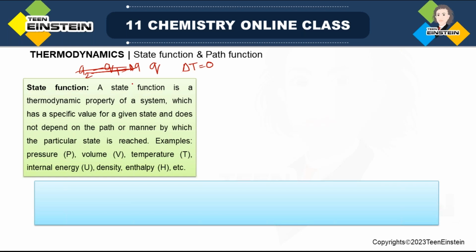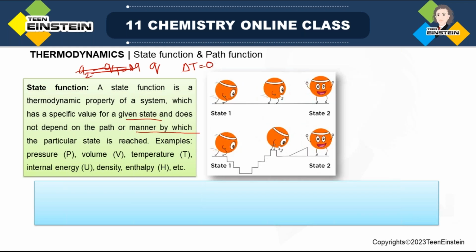But what is a state function? A state function is a thermodynamic property which has a specific value for a given state and does not depend on the path or manner by which you are doing the change. So there will be some initial state 1 and final state 2. From 1 to 2, you can move in different paths, but which path you are following is not important. Whatever path you are following, you will always reach the same state.